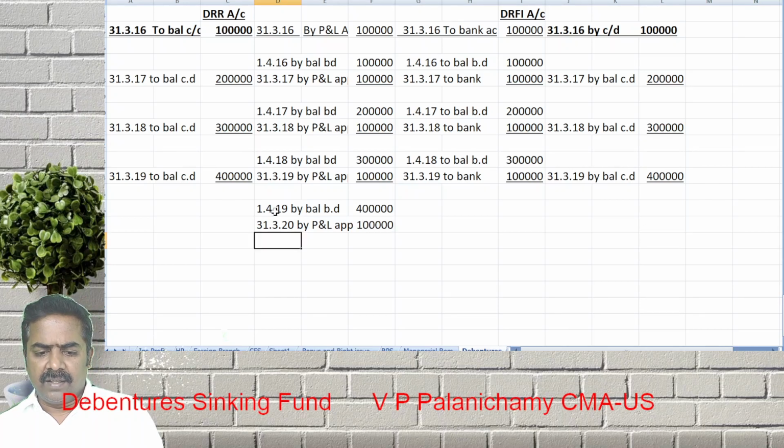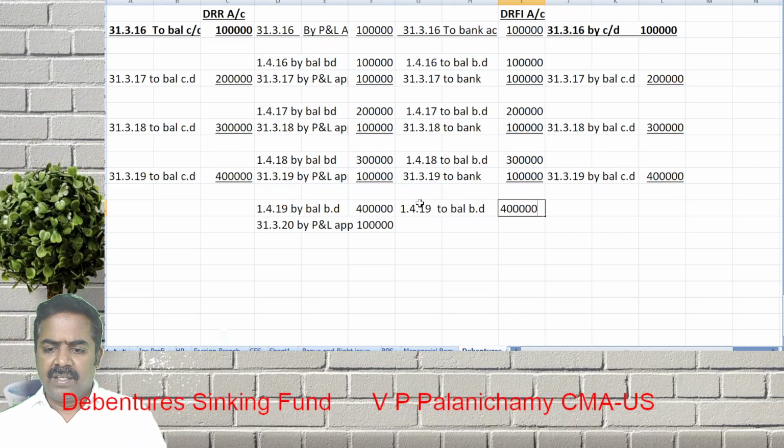1 lakh we will take it. Investment ஓட balance என்ன? 1/4/2019 to balance brought down எவ்வளவு investment இருக்கும்? 4 lakhs இருக்கும். Now will you make investment? Will you make investment? We are in which year? Fifth year. First year over, second year over, third year over, fourth year over.